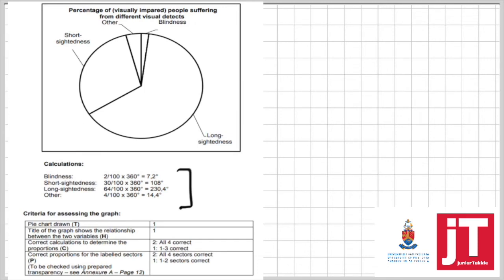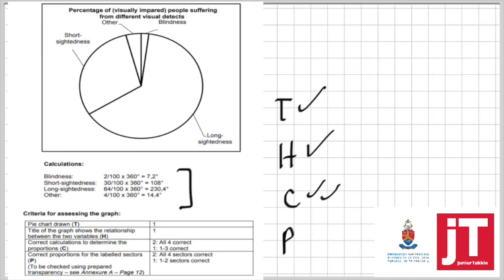And then you must make sure you've drawn a pie chart. That's what T stands for. So you've drawn the pie chart, right? That you have your heading and you have the percentage of visually impaired people suffering from different visual defects. So you have both your variables. The correct portions. Here the person will take a transparency and measure each angle. And if all your portions are correct, you get your 2 marks.